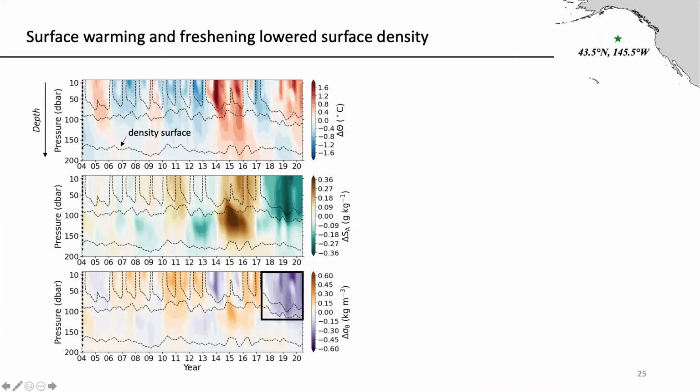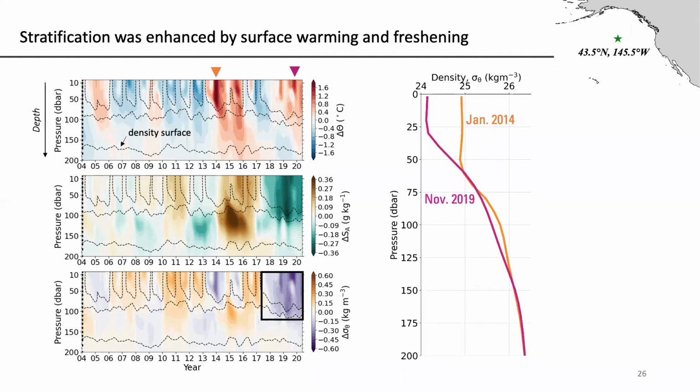So these are the same maps as before, but now I'm showing you what the density anomaly was, and we can see that it was much lighter in 2018 through 2020. So we want to understand what effect this has on the stratification. And so just as an example, I'm going to pull two density profiles during the dates that had the peak warming in both marine heat waves.